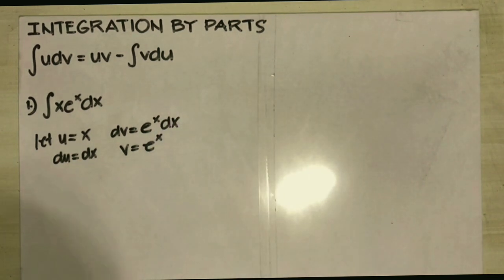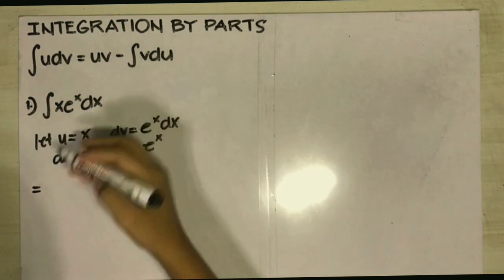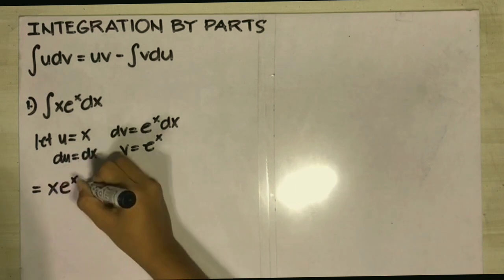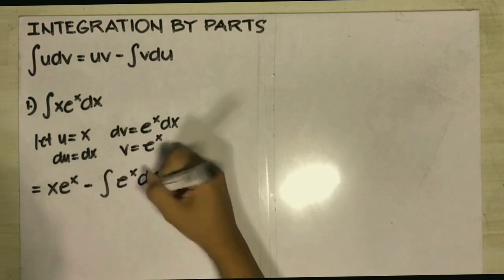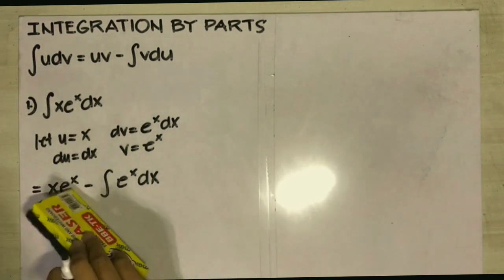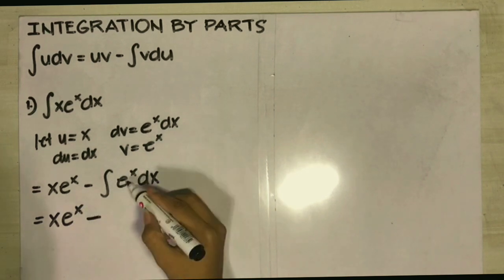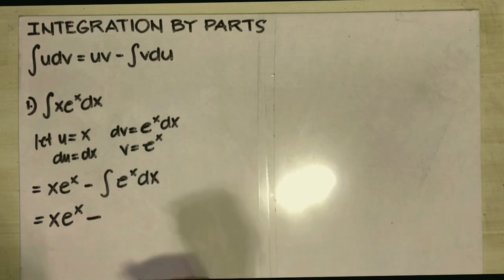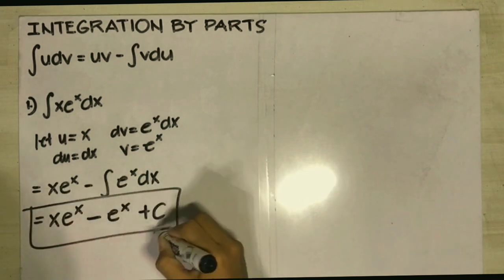And then, let's apply it to the formula. So this is equal to our u, which is x, e to the x, minus the integral of e to the x dx. So this is equal to x e to the x minus e to the x, since the integral of e to the x is also e to the x.